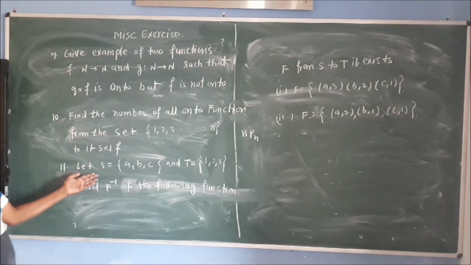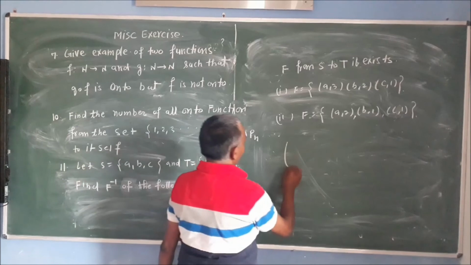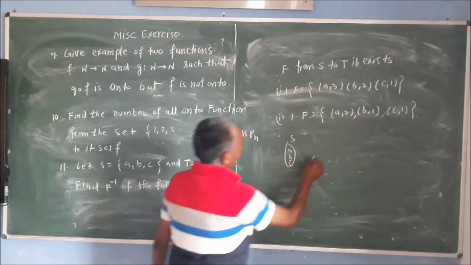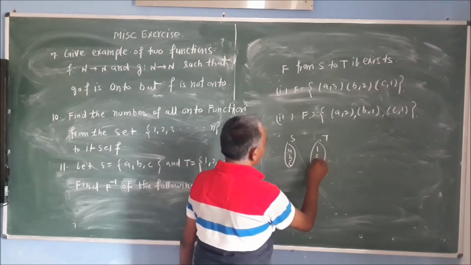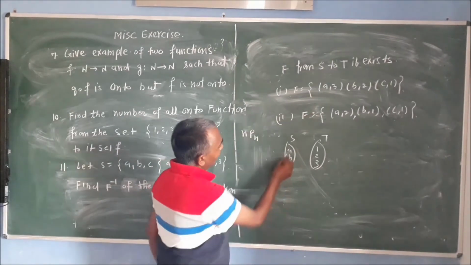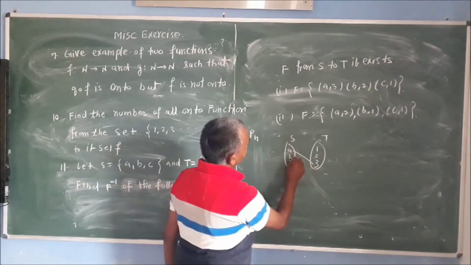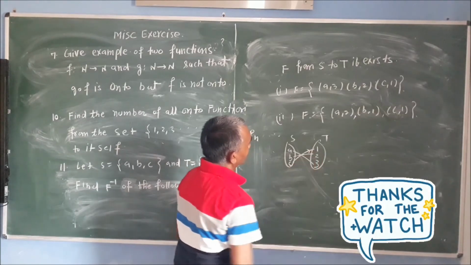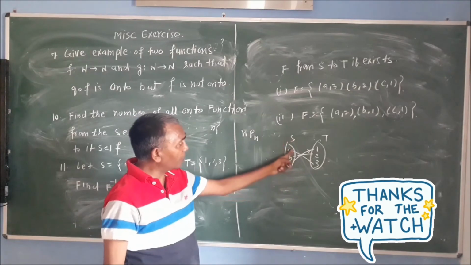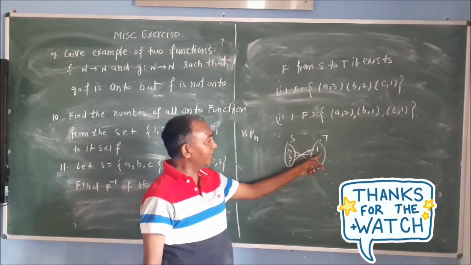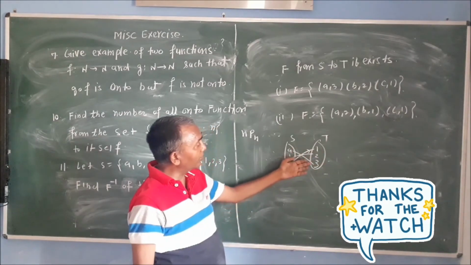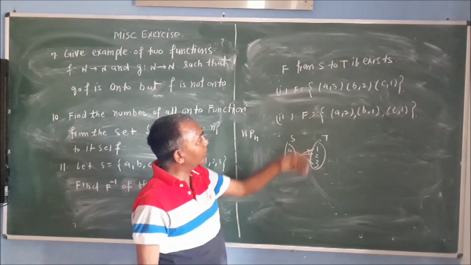And here are two sets. The first set is your set S, and its elements are a, b, c. The second set is your set T, and its elements are 1, 2, 3. It is given that a is related to 3, b is related to 2, and c is related to 1. So what we are saying is that this is a one-one and onto function. Every element of S has a unique image in T, and every element of T has a unique pre-image in S.